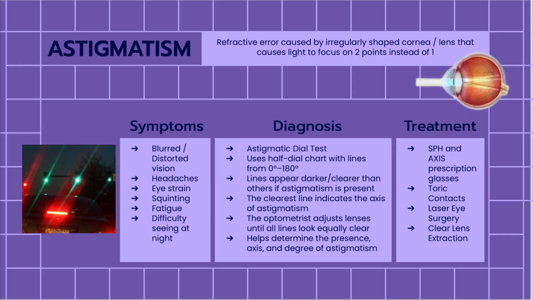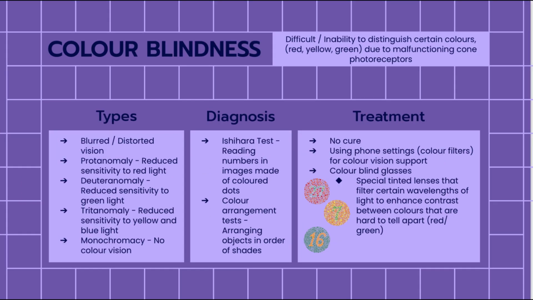There are 4 types of treatment available, including sphere and axis prescription glasses, toric contacts, laser eye surgery, and clear lens extraction. Then with color blindness, as you probably have known already, it is the inability to distinguish certain colors like red, yellow, and green.